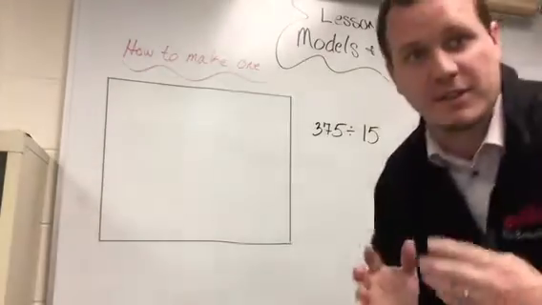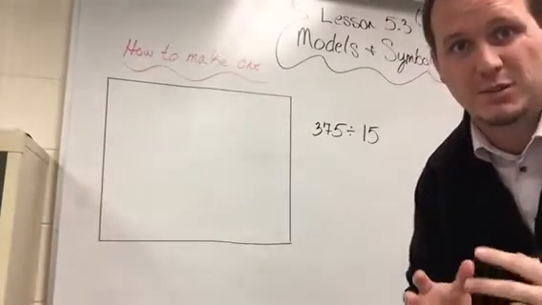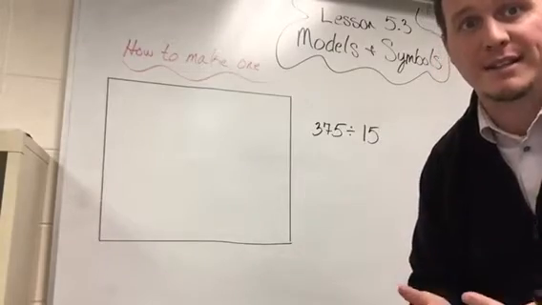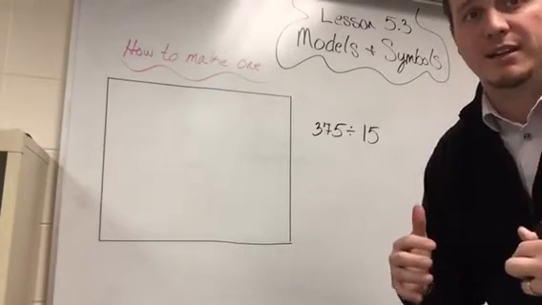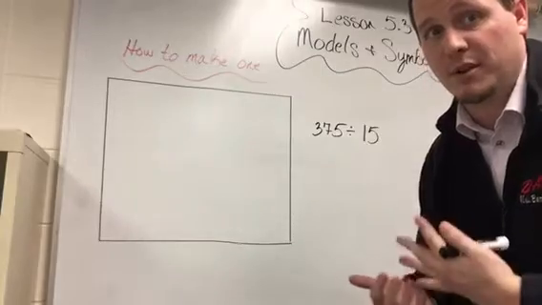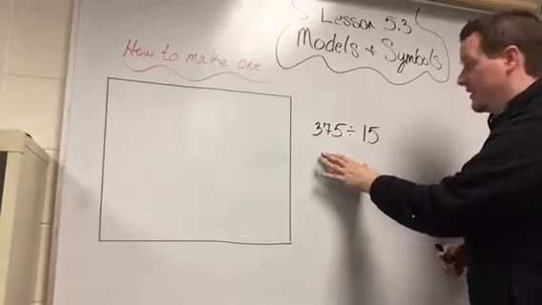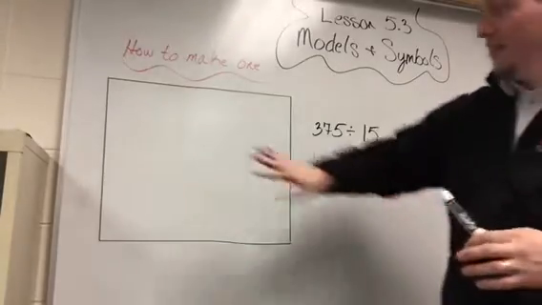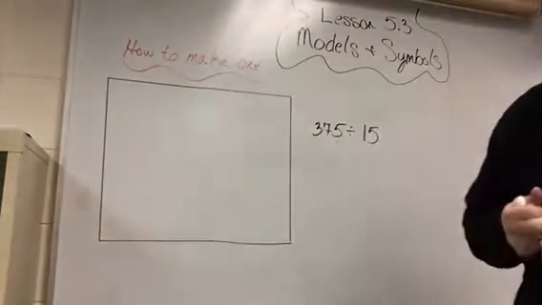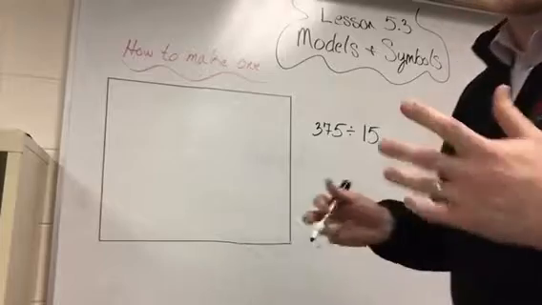Now this lesson is going to be a little bit tricky because we're not used to area models or arrays, and we're going to try using pictures to help us do our division. So the problem we're starting with is right here, 375 divided by 15. And this is going to be my picture where I'm going to figure out the answer to that.